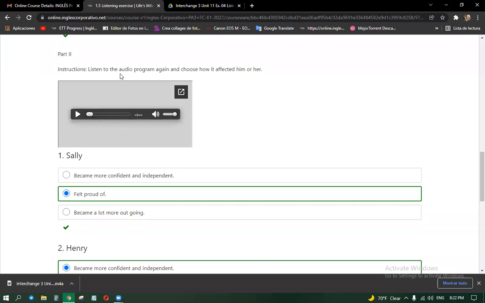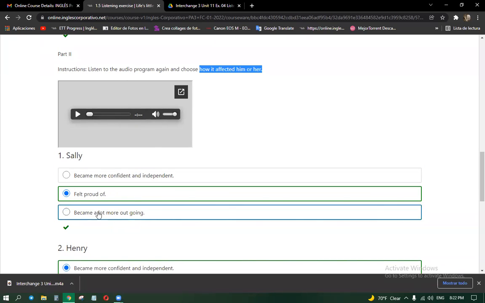But look, it says listen to the audio and choose how it affected. So remember Debbie, she said, I didn't know I was going to be the best student. I didn't know, and wow, and then everybody respected me. So the effect is I became more outgoing. In my opinion, it even says it, I became a lot more outgoing. But yes, it's correct. But if someone put became more confident, the three are correct, actually.